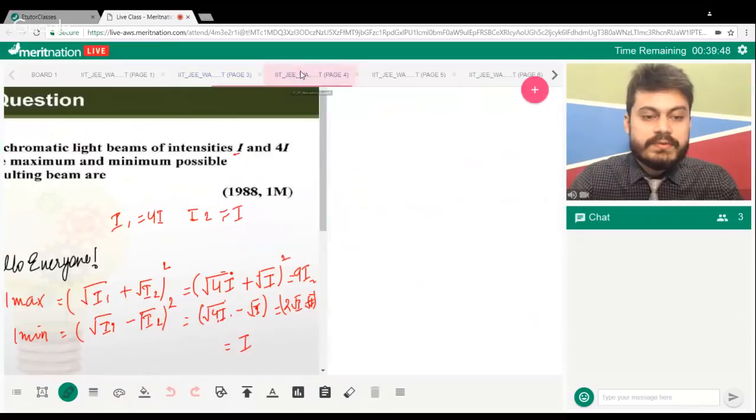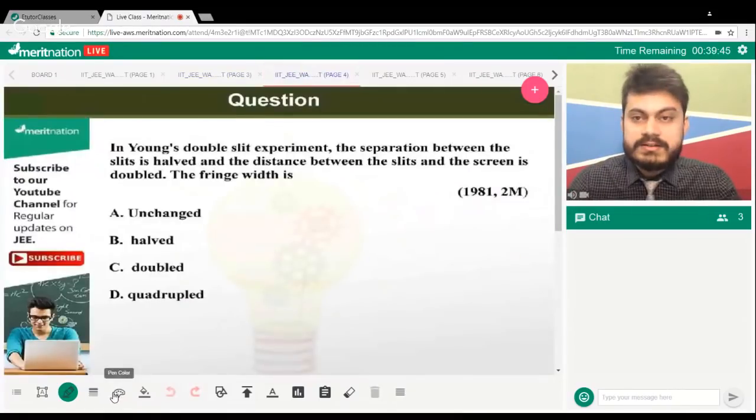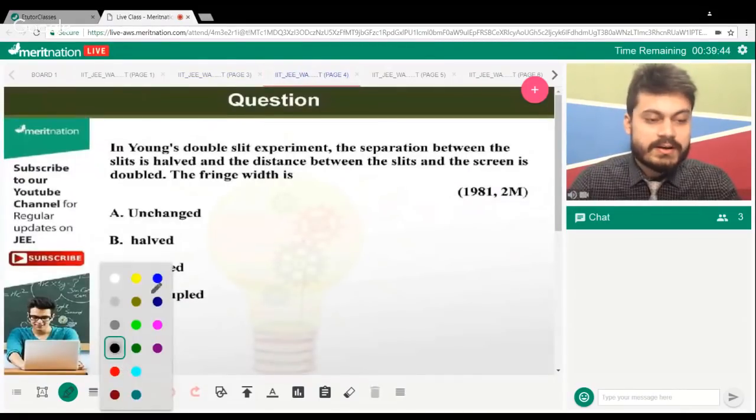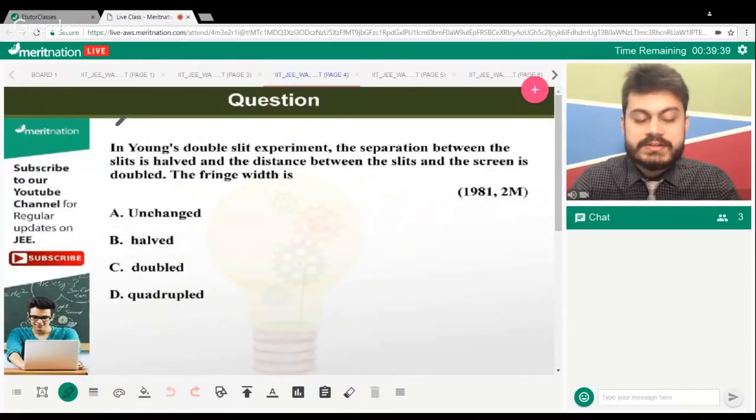Let's move to the next one. Let's see how many of you can do this one. Anjali, let's see if you can do this one, okay? And everyone else as well. Ratio is 9:1. Correct, Meghna.